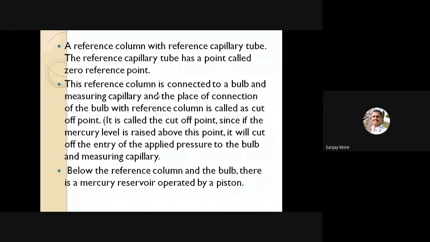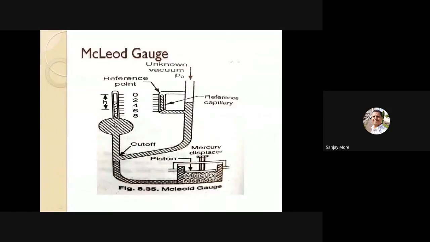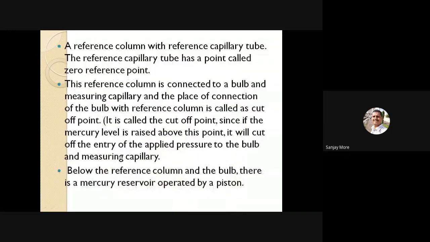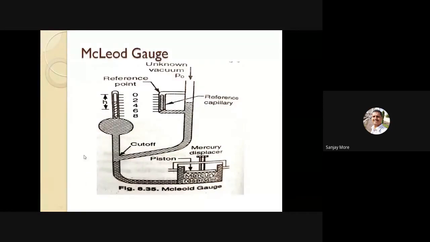Here this reference capillary and this bulb are connected to this reference point. This point is called the cutoff point, since if the mercury level is raised above the point, it will cut off the entry of the applied pressure to the bulb and measuring capillary. If this mercury moves upward, it prevents the air from coming inside this vacuum.